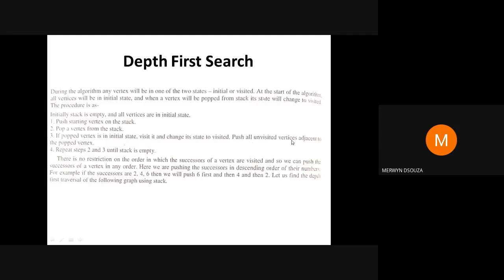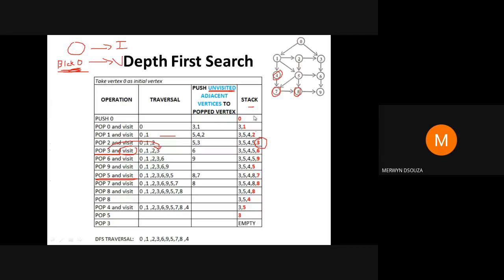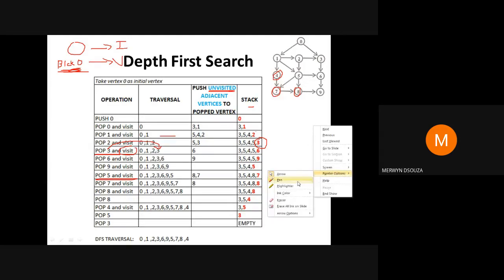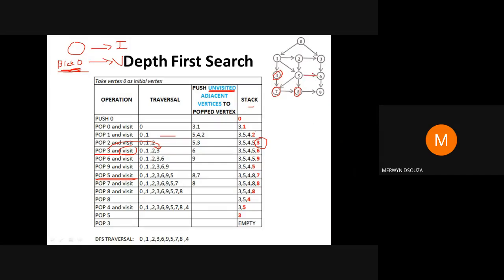Push all unvisited vertices adjacent to the popped vertex. Okay, so when you look next to 5, there are 3 vertices: one is 6, one is 7, one is 8. So you actually have 6, 7, 8. Let me write it here. 6, 7, 8. But we can only push unvisited vertices.